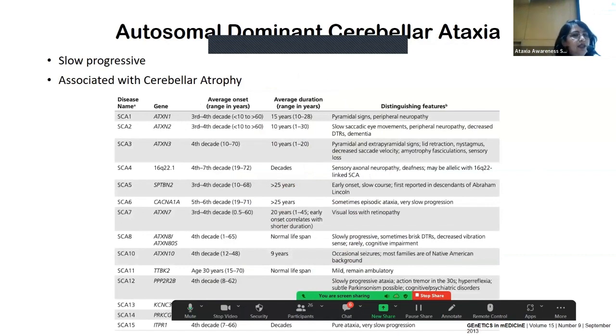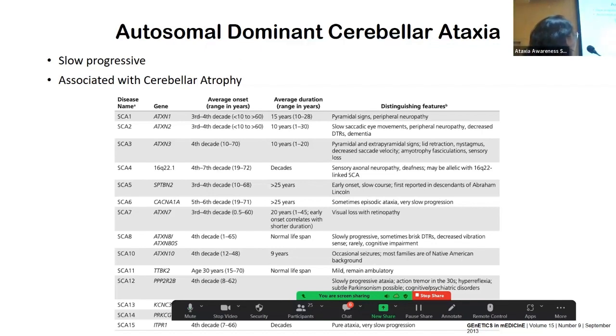The gene associated with each disease and the average onset of these genes and what is the duration and the distinguishing features. So ataxia SCA1 to 49 here, and it is not just one gene affected. Different genes can give this symptom, right? Here, we see SCA1. If I am suspecting, I look at the features and I'm suspecting that this patient may have SCA1, I will ask for this gene to be tested.